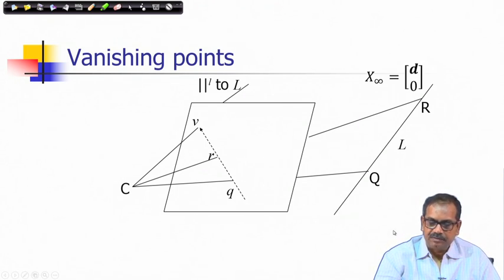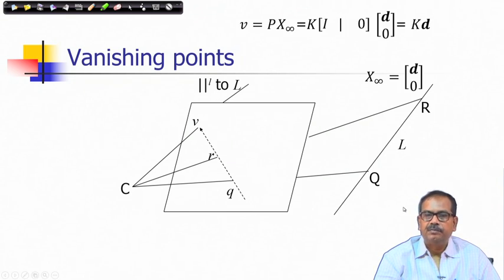So, this line is parallel to L, and as we already discussed, a point at infinity in a particular direction D is denoted as (D, 0). D is the direction of line L, and if I apply the projection of that point, assuming the camera model as a simple canonical form K[I 0], then multiplying into the column vector (D, 0), you will get K into D, that is the vanishing point.